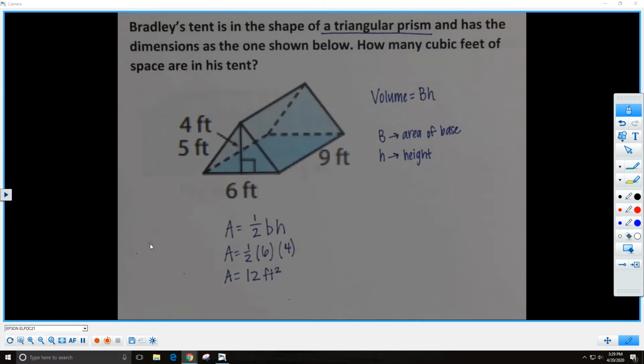Remember that volume units are cubic units. You can use a calculator here if you need to. Go ahead and do this on your paper, and then we'll check answers.